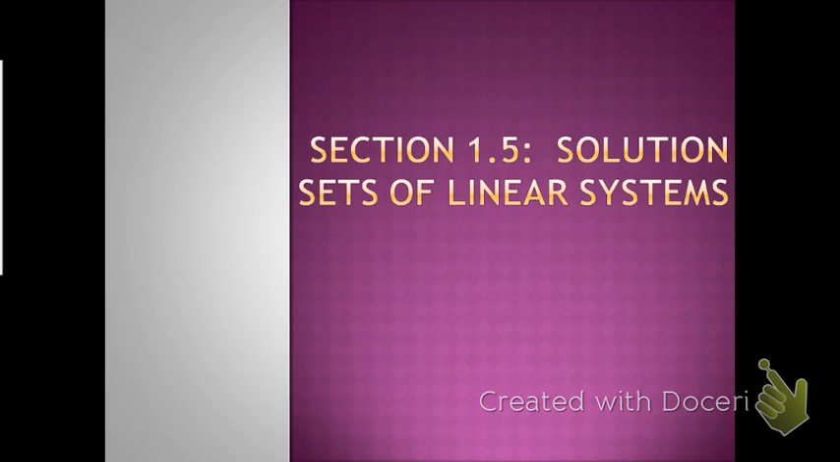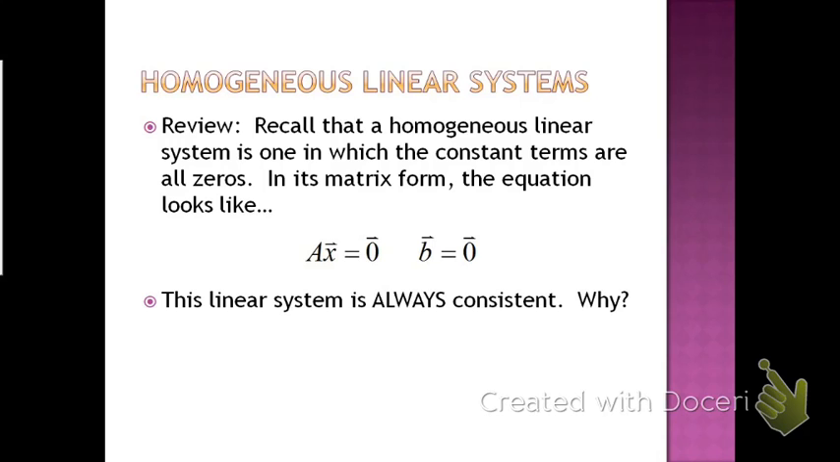Section 1.5. In this section, we will look at the solution sets of homogeneous and non-homogeneous linear systems. If we recall from a previous section, we saw that a homogeneous linear system is one where the constant term is the zero vector. So we always have zeros here.